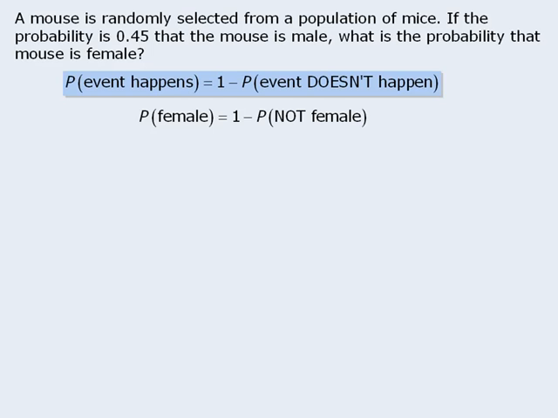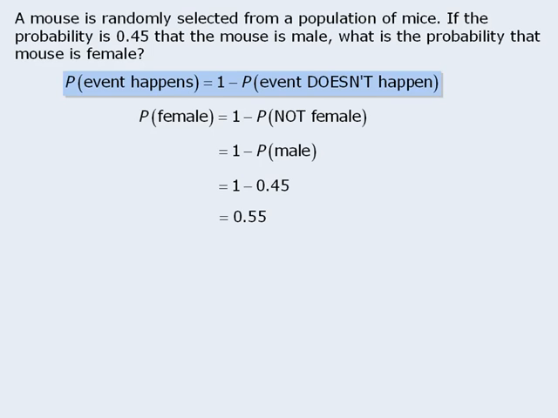When we apply this rule, we see that the probability the mouse is female is equal to 1 minus the probability that the mouse is not female. Now the probability that the mouse is not female can be rewritten as the probability the mouse is male. Since the question tells us that the probability is 0.45 that the mouse is male, we can add this to our equation, and when we simplify this, we get 0.55. So the probability is 0.55 that the mouse is female.